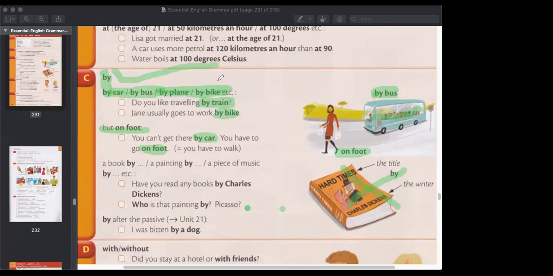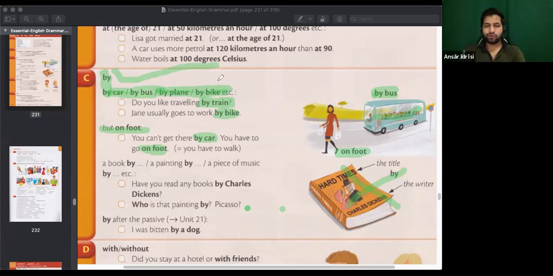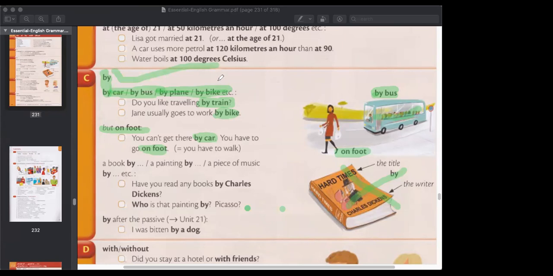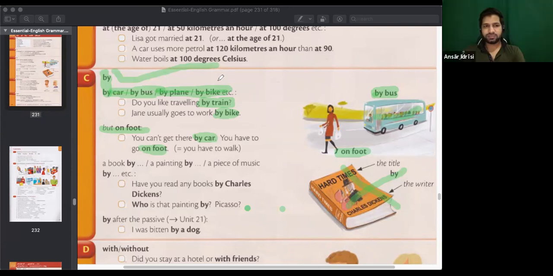Next. I will study by books. He came by bus. I go to my office by bike. I reach the destination by car. I went to the college by auto. By auto. Jai.